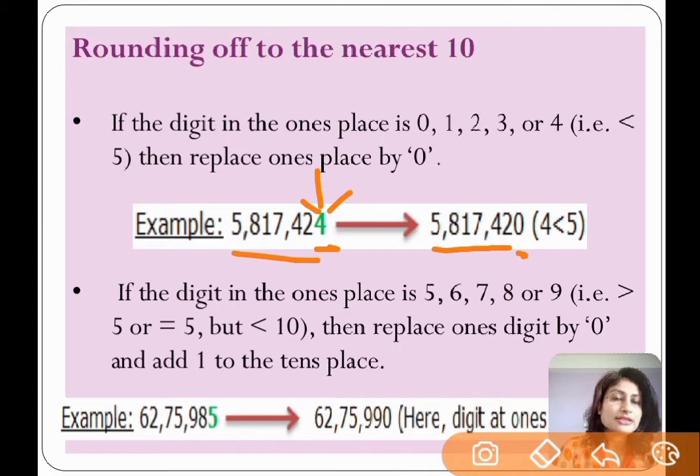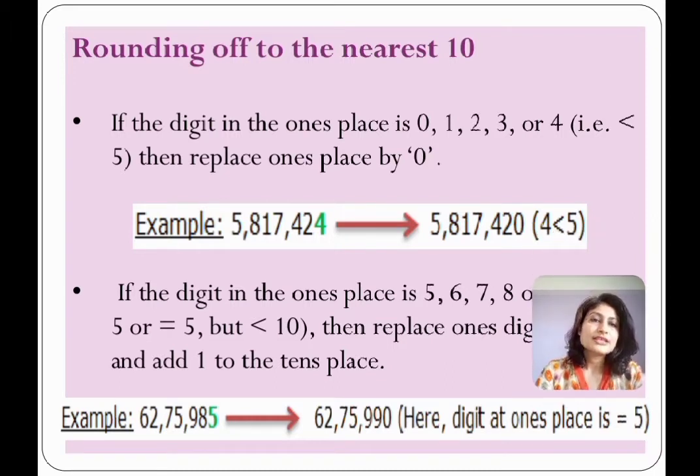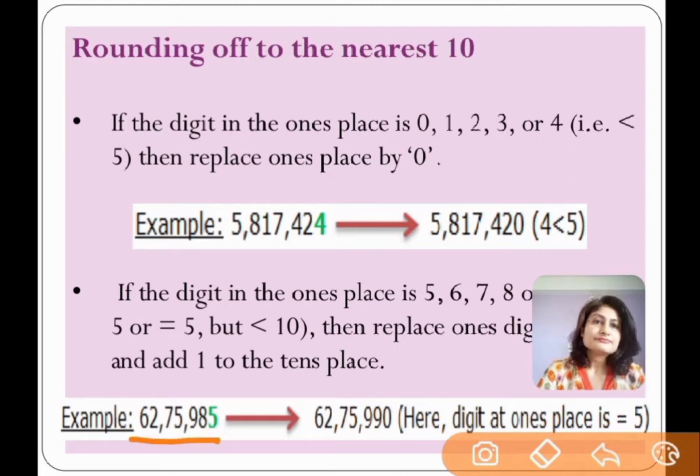Now the next thing you have to consider is if the digit in the ones place is 5, 6, 7, 8 or 9, that means it is greater than or equal to 5, then replace the ones digit by 0 and add 1 to the tens place. So another number is given for that. Here the number is 62,75,985.